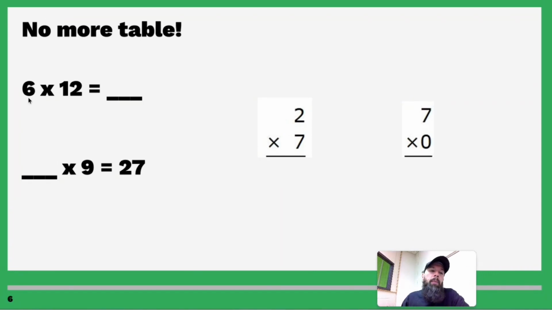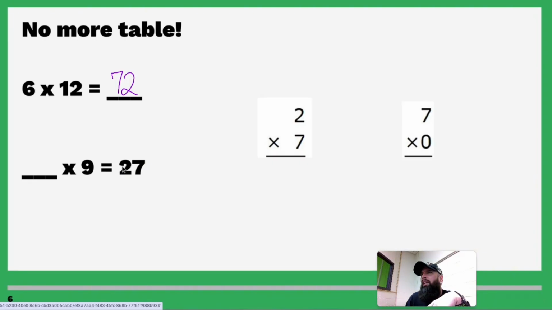Okay, so 6 times 12 is something maybe you have memorized already. If you don't, go back and memorize it. 6 times 12 is 72. Okay. What times 9 is 27? So you're thinking, all right, well, is it 1 times 9? No, that's 9. Is it 2 times 9? No, that's 18. Is it 3 times 9? 3 times 9 is 27.